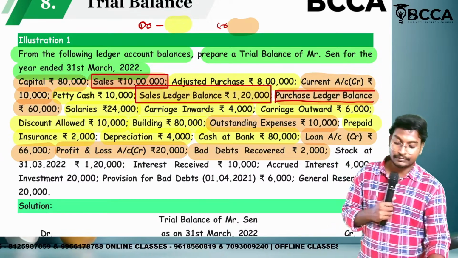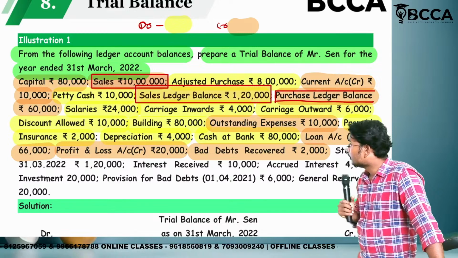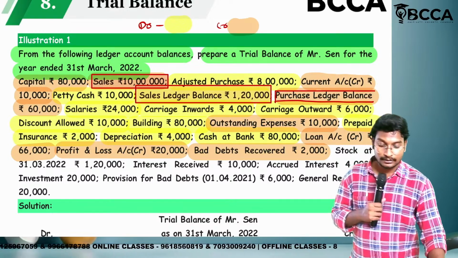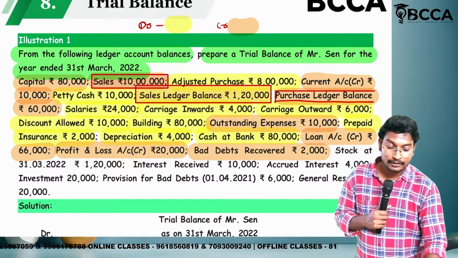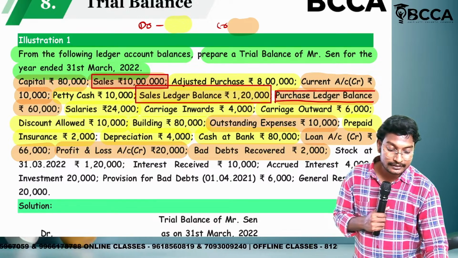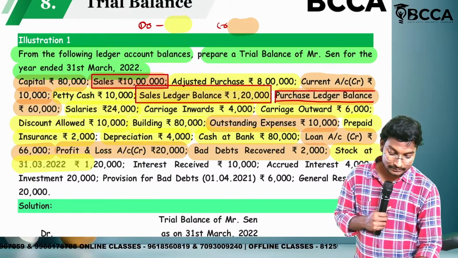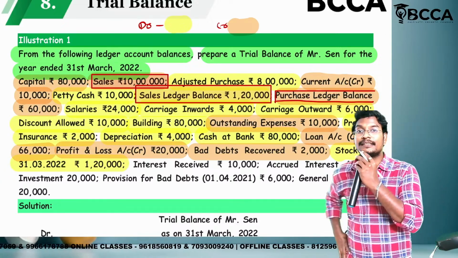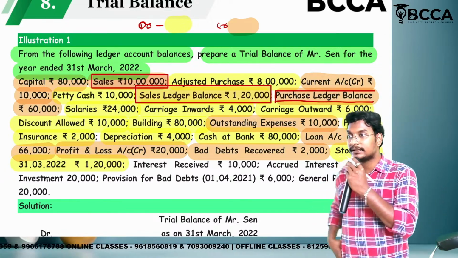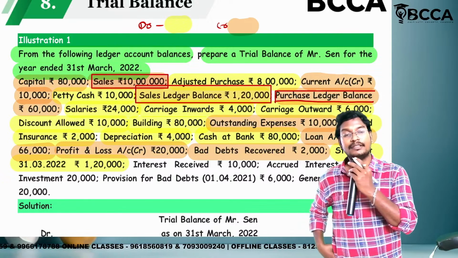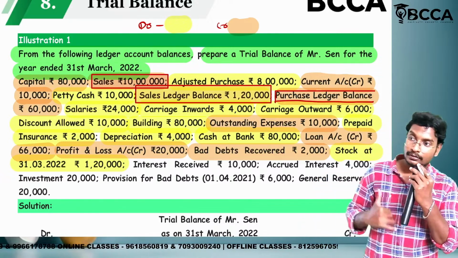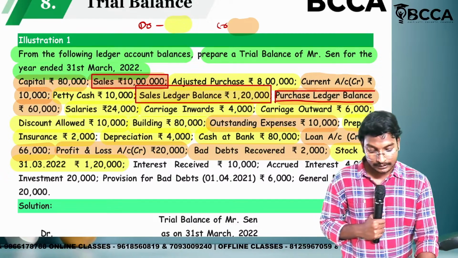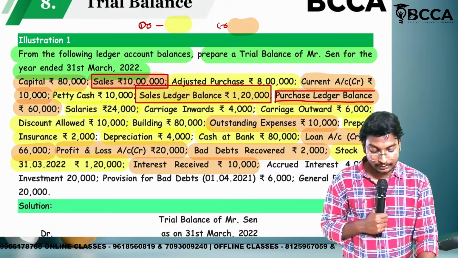Stock at 31st March 2022. 31st March 2022 means closing. Will be considered or will not be considered? Will be considered. Should be recorded in which side? Debit side. Because they have given the word adjusted purchase, purchase and opening stock. Adjusted purchase. So which stock should we record? Closing stock. Next one, interest received. Credit balance, income, we have to record on the credit side.